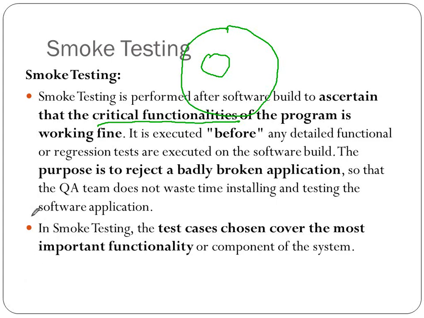Look at the second bullet here. In smoke testing, the test cases chosen cover the most important functionality. It does not cover the whole set of functionality. So let's say there's a user interface where you're supposed to put your social security number, and it has to be a numeric field. But if you can put in something like ABC, your smoke test should not bother about it. Because when you come into your detailed testing, then you will say, oh, it is accepting some bad data. So that's a bug. Smoke testing should not cover it.